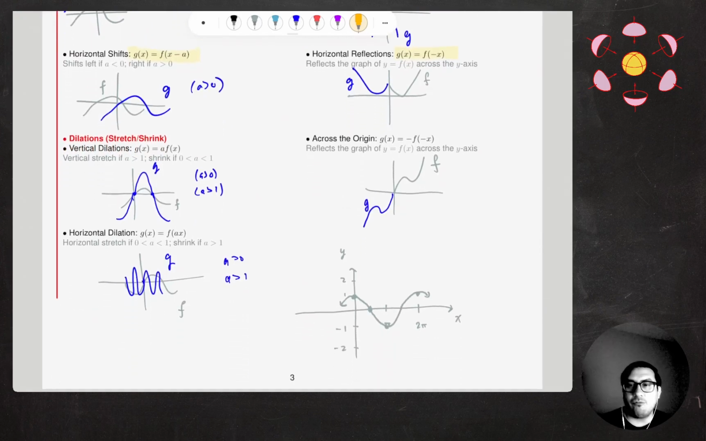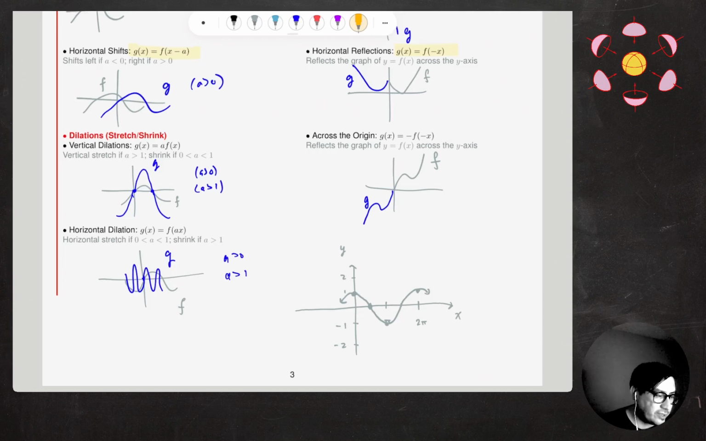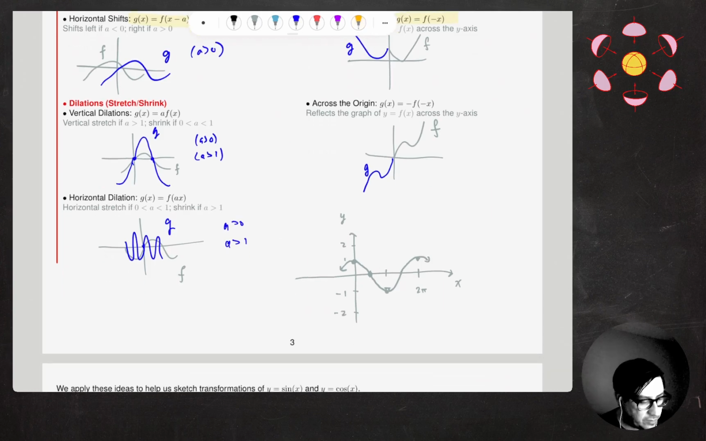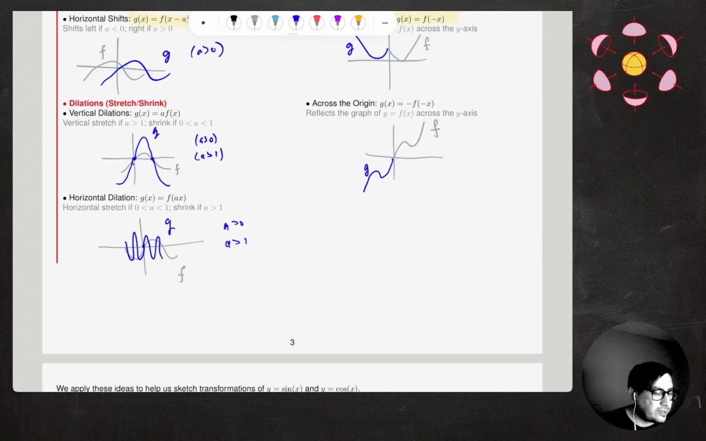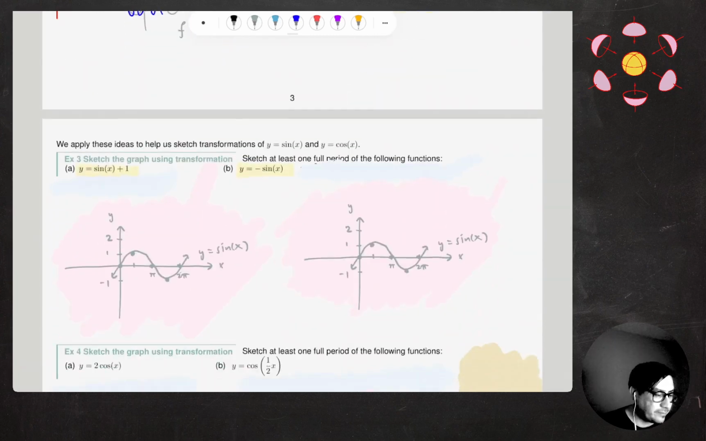Now, the horizontal dilations are the really tricky ones. So that really means you're either taking your graph and stretching it, or pushing it or compressing it. These are much harder to study, and we'll just study those in the context of the trig functions. This was just, sorry, I just copied an extra graph here, so ignore that. All right, so let's take a look at the next example here.